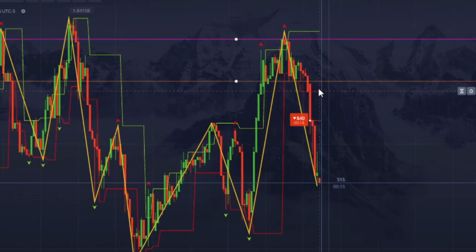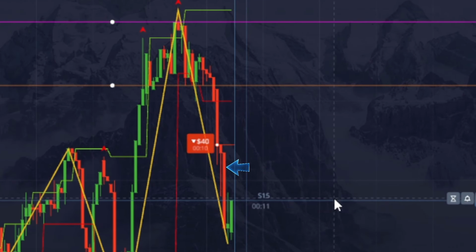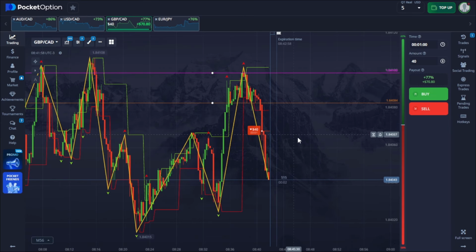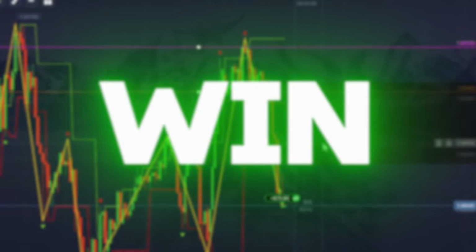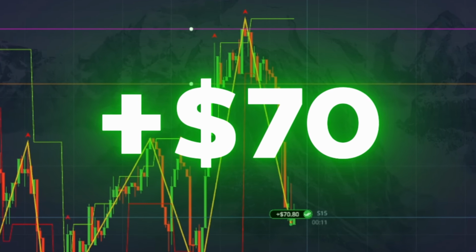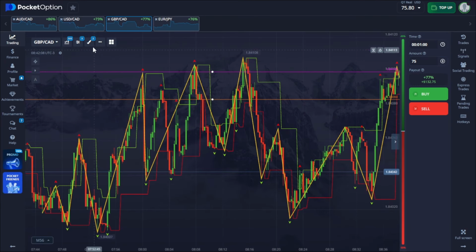You can see that this is a huge red candle. That's so good, guys. 6 seconds of expiration. See how the first expiration turns out and the position is perfect. I have the first one and look at this, baby. $70 of profits, almost 75, 76 in my account.